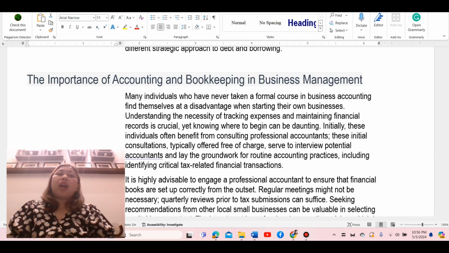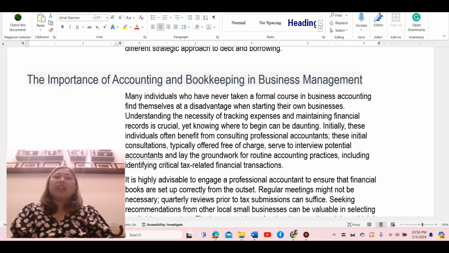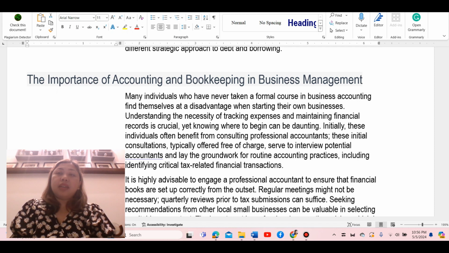The importance of accounting and bookkeeping in business management. Many individuals who have never taken a formal course in business accounting find themselves at a disadvantage when starting their own businesses. Understanding the necessity of tracking expenses and maintaining financial records is crucial. Yet, knowing where to begin can be daunting.